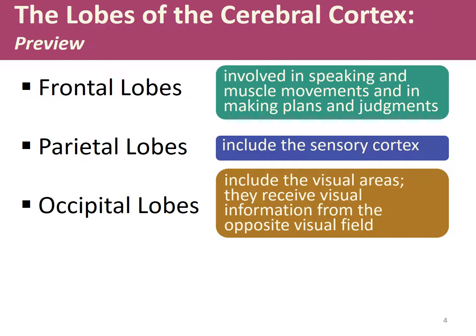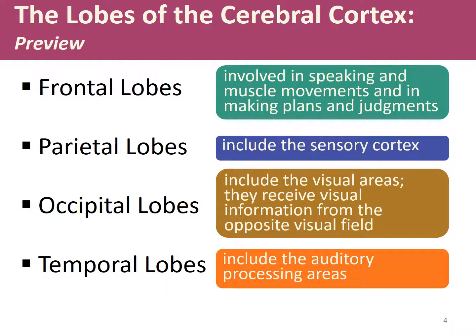And there's crossover of function for all these lobes. So the right side of your visual field will go to the left occipital lobe, and the left side of your visual field will go to the right occipital lobe. The same thing occurs with the frontal lobe. So your right side of your body is controlled by your left frontal lobe, and the left side of your body is controlled by your right frontal lobe. So that's called crossover of function.